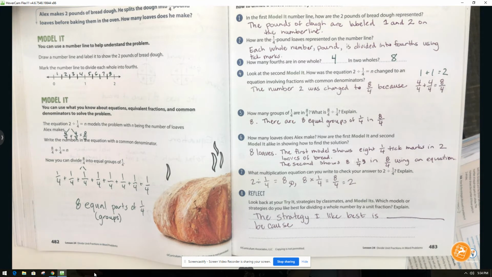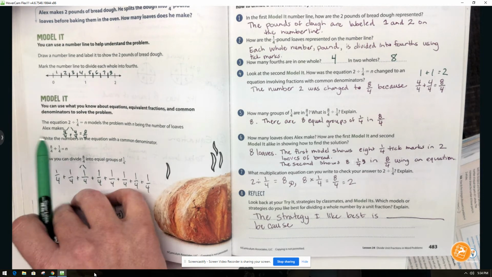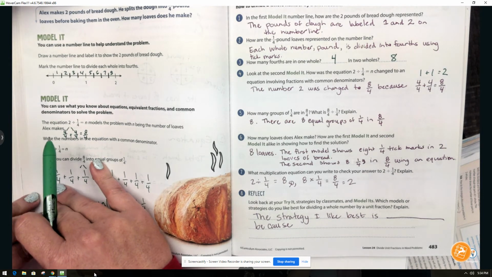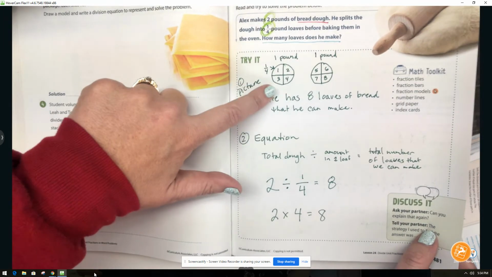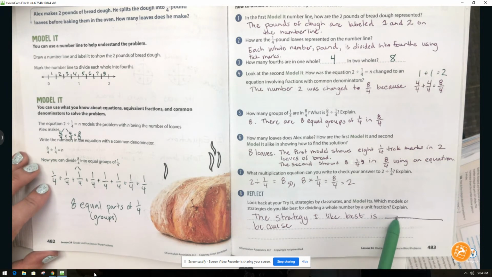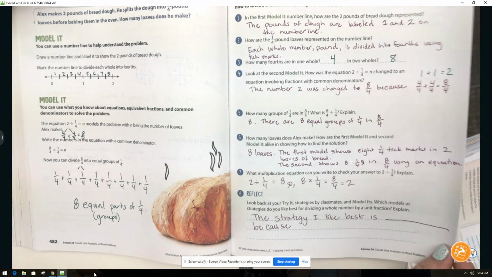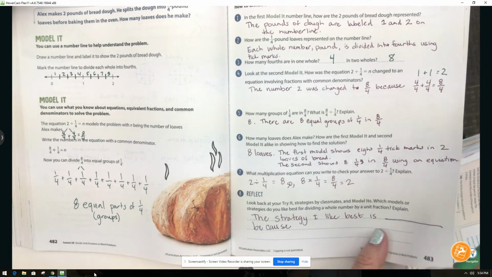Finally, we're looking at number 8. Number 8 says, look back at your strategies, at those by classmates, and the models. Which models or strategies do you like best for dividing a whole number by a unit fraction? Explain. So we showed a number line, we used equations, and then I also showed you using a visual model or a picture on this page. So I want you to say the strategy you like best is either picture, number line, or equation, and then tell me why. When you're done, you can pause the video and finish that, and then turn the page to the next page, page 484.